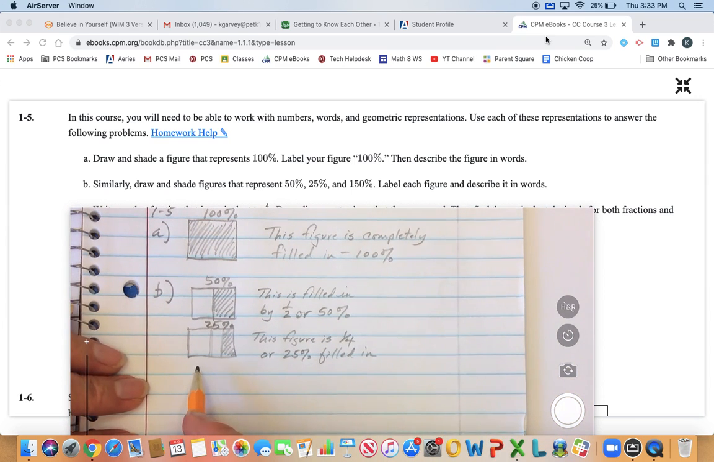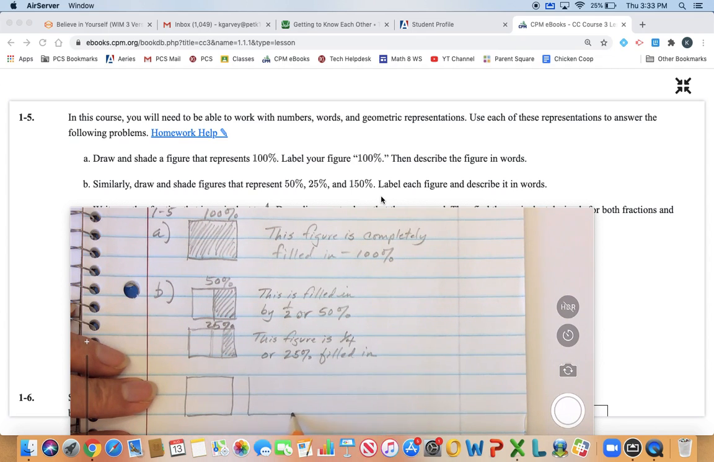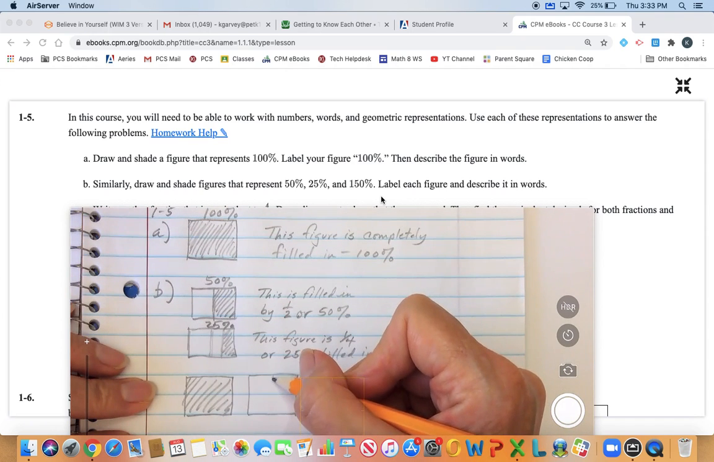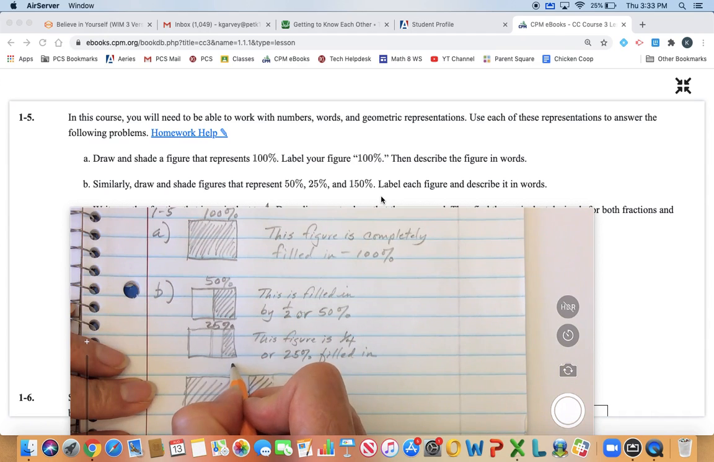Okay, and then the last one that I'm supposed to do is 150%. So this time I'll draw a rectangle. Okay, so that's going to be 100%, but this is 150%. So it looks like I'm going to need another rectangle, and it has to be the same size. And I'll fill in this whole thing to get 100%, but then I only need half of this to get to 50%.